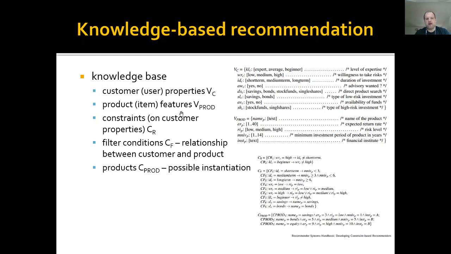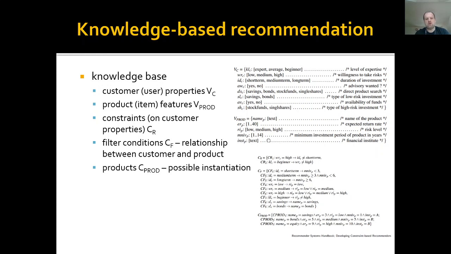The same is for the products. So products have these features: name of the product, expected return rate in months probably, risk level high, medium, low, and minimum investing period in years. And the next is the constraints on the customers. So we just put some constraints on the combinations of all these values. For example, if I am a beginner, I probably cannot risk too much, so my willingness to take risk cannot be high because I'm a beginner. So these are just very, very basic constraints.